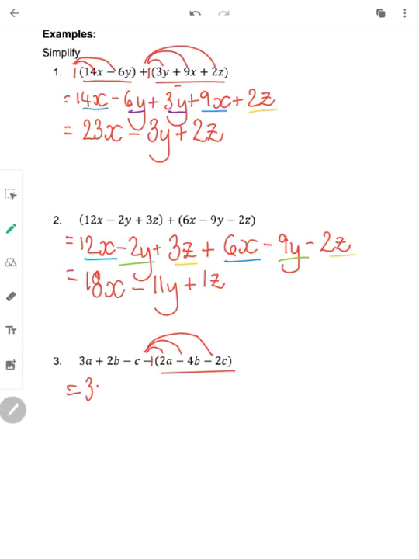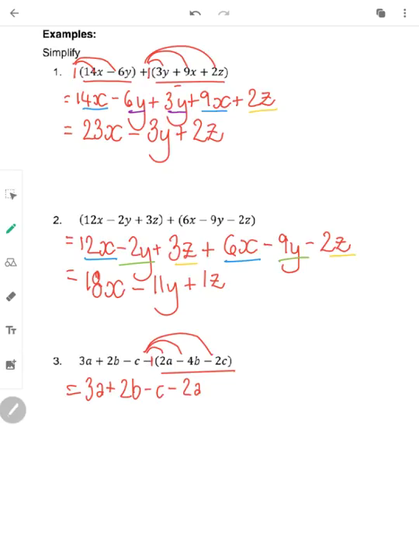So the first part stays the same. So it's 3a and 2b and negative c that we're subtracting whatever the answer of multiplying negative 1 is of all of that. So negative 1 times 2a is negative 2a, and then negative 1 times negative 4b. Let's break it down like I taught you. We multiply the signs with their special rules, the numbers and the variables with their special rules.